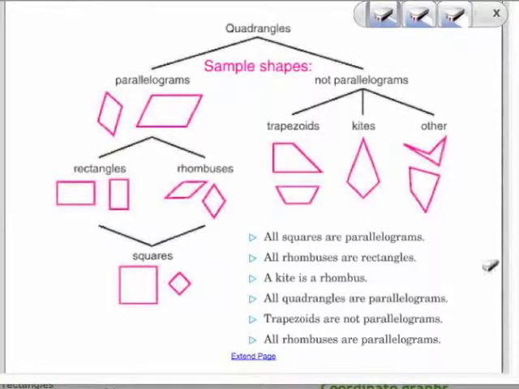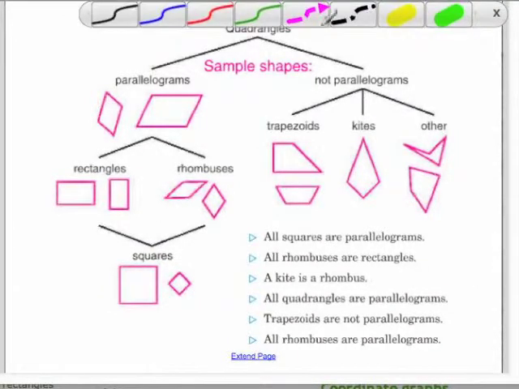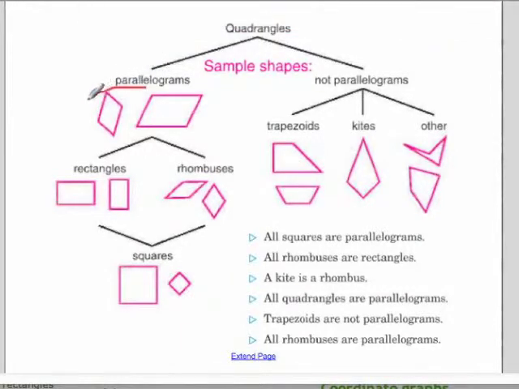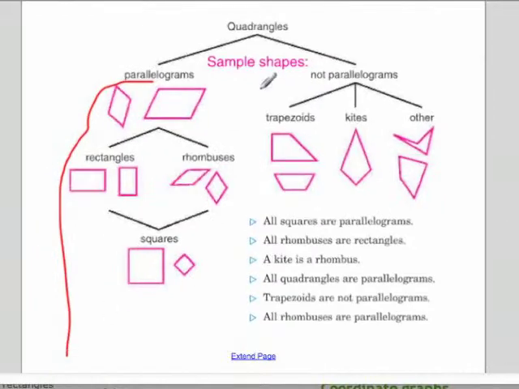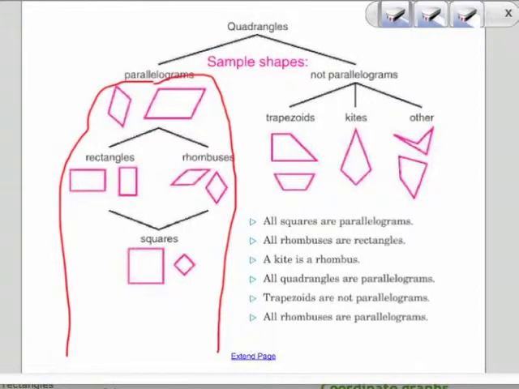Let's take a look at that. So squares are down here, parallelograms are up here. Remember how I talked about how this is kind of like an umbrella? These are all parallelograms underneath of here. Okay, if it fits underneath this loop, it's a parallelogram. Okay. So let's check our answer on that parallelogram. That should be true. Okay, your next one said all rhombuses are rectangles.